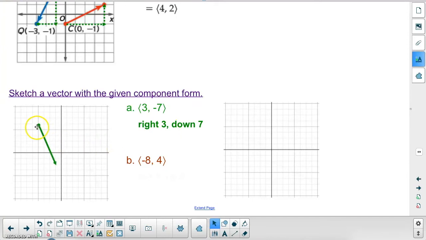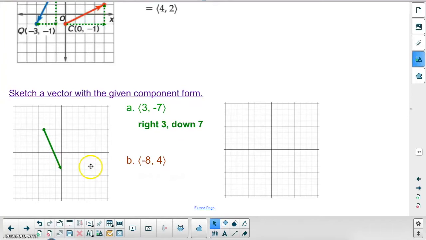My initial point is at negative 4, positive 5. My terminal point is at negative 1, negative 2. If I were to find the component form of this vector, I'm moving to the right 3 and down 7, which matches the component form we were given. I could, of course, move this vector anywhere I wanted to. I could put that vector in standard position with the initial point at 0, 0, or move it anywhere across the plane and still have the same component form.